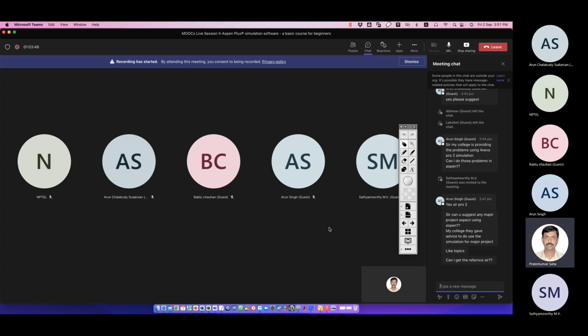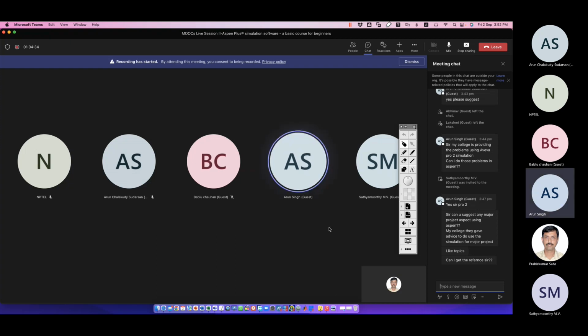Arun, probably you can unmute and talk because you're typing for such a long time. Hello, yes, sir. Sir, in my college, they advised to use simulation for the major project this time. So, can I get any reference, sir? How can we do a major project using Aspen?